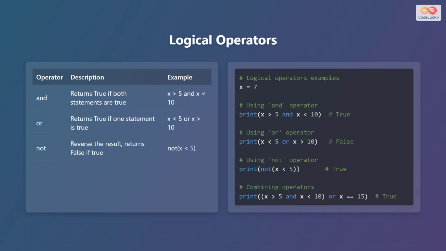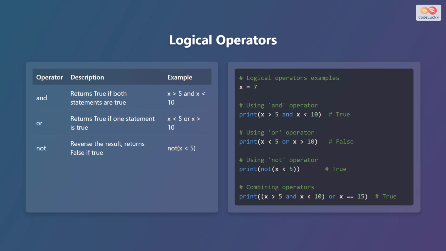Logical operators are used to combine conditional statements. The AND operator returns true if both statements are true. The OR operator returns true if at least one of the statements is true. The NOT operator reverses the result, returning false if the statement is true and true if the statement is false.